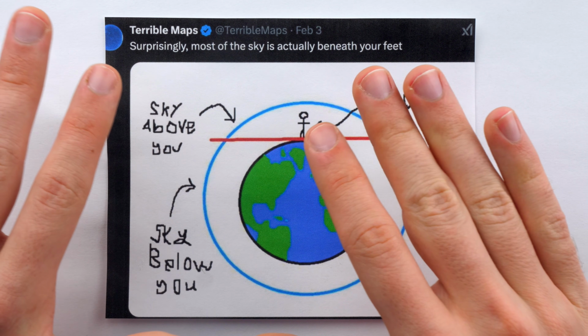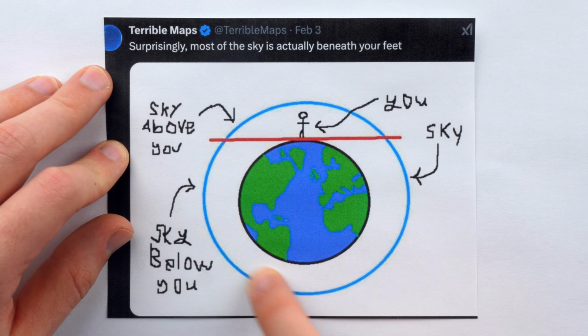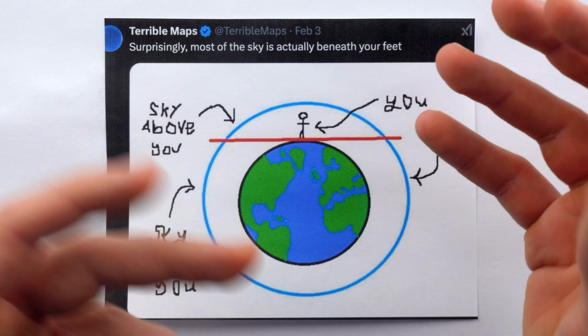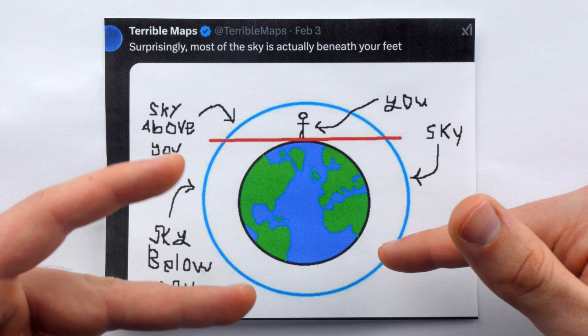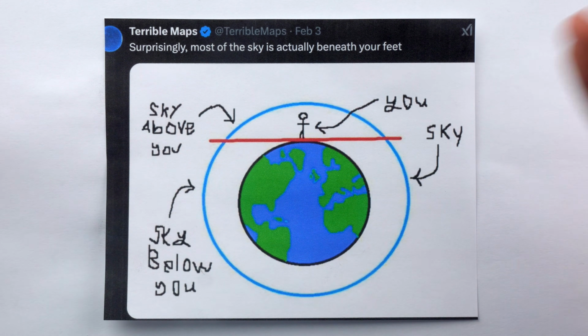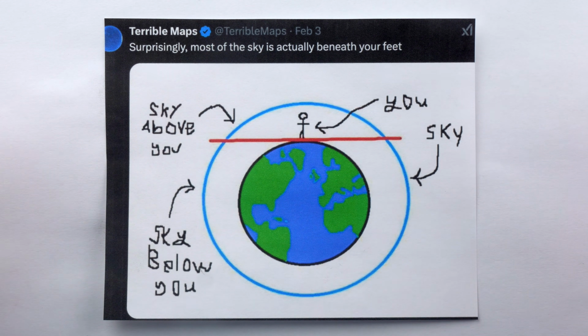But can we run the numbers to confirm that indeed most of the sky is below us? And if so, just how much? Is it 20% above us, 80% below us? What are the percentages here? Well, we'll look at the math, and from now on, when you ask someone what's up and they say, the sky, you can say, pfft, hardly.